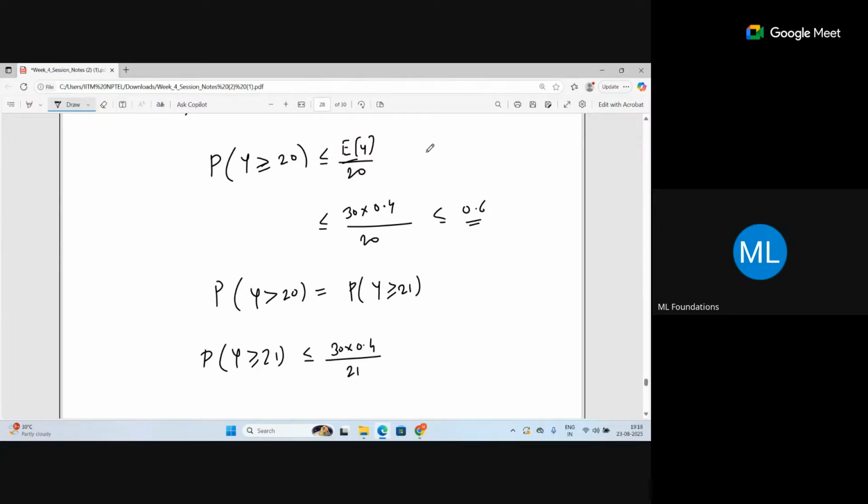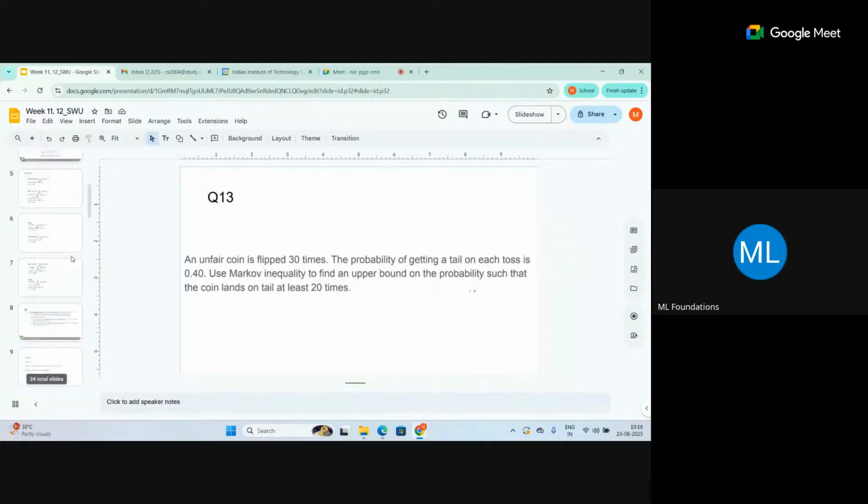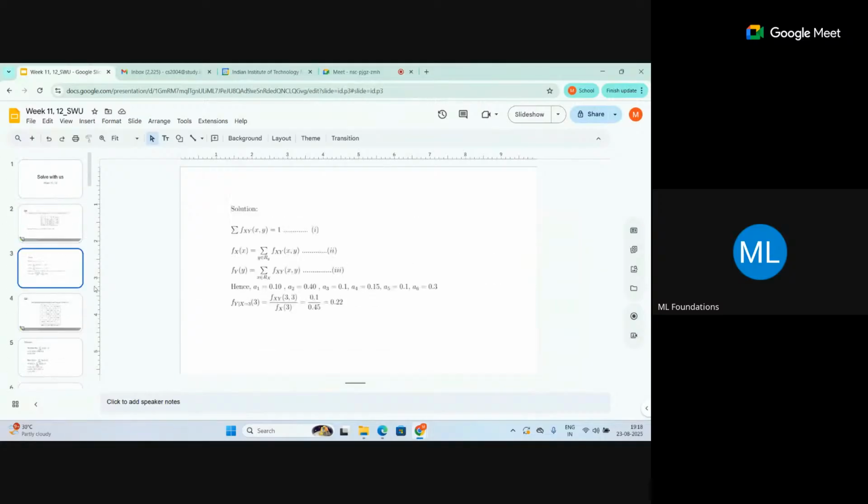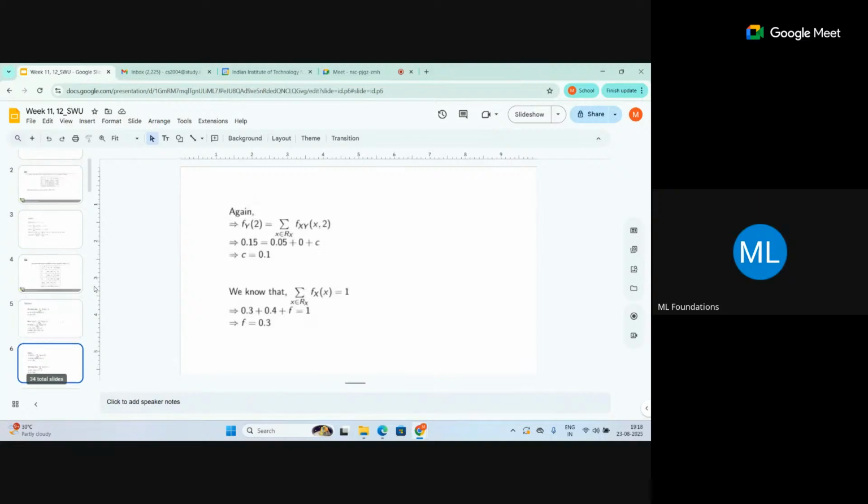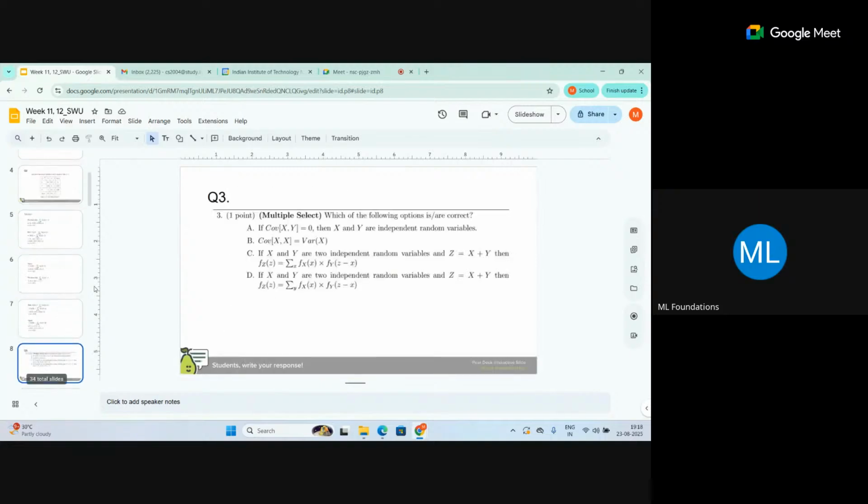Okay, I think these are the broader topics which are important for your exam, and I think these are the questions related to finding out the marginal and whether these two variables are independent.